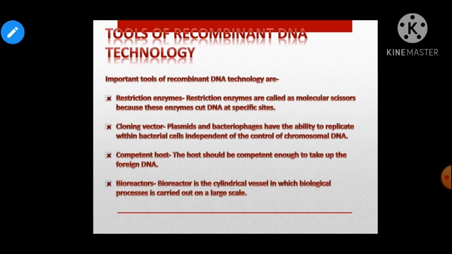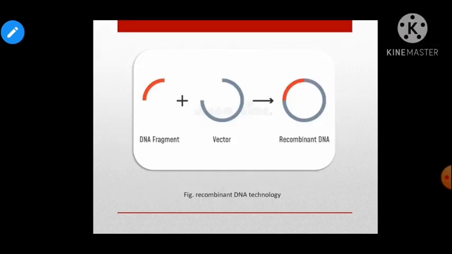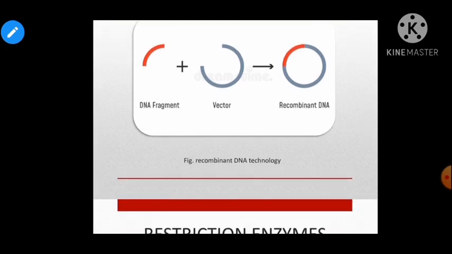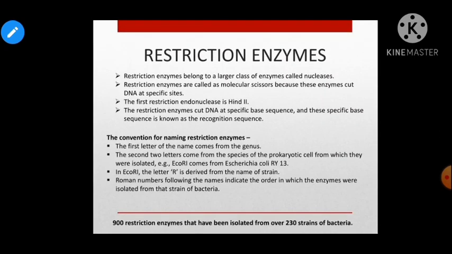So we will discuss each of them in a little more detail one by one. So understood children, what is recombinant DNA technology? In recombinant DNA technology, the DNA fragment is taken from one cell, inserted into the vector, and finally recombinant DNA is there, right? So this is about the recombinant DNA technology. So first of all, let us look at the very first tool, that is enzymes.